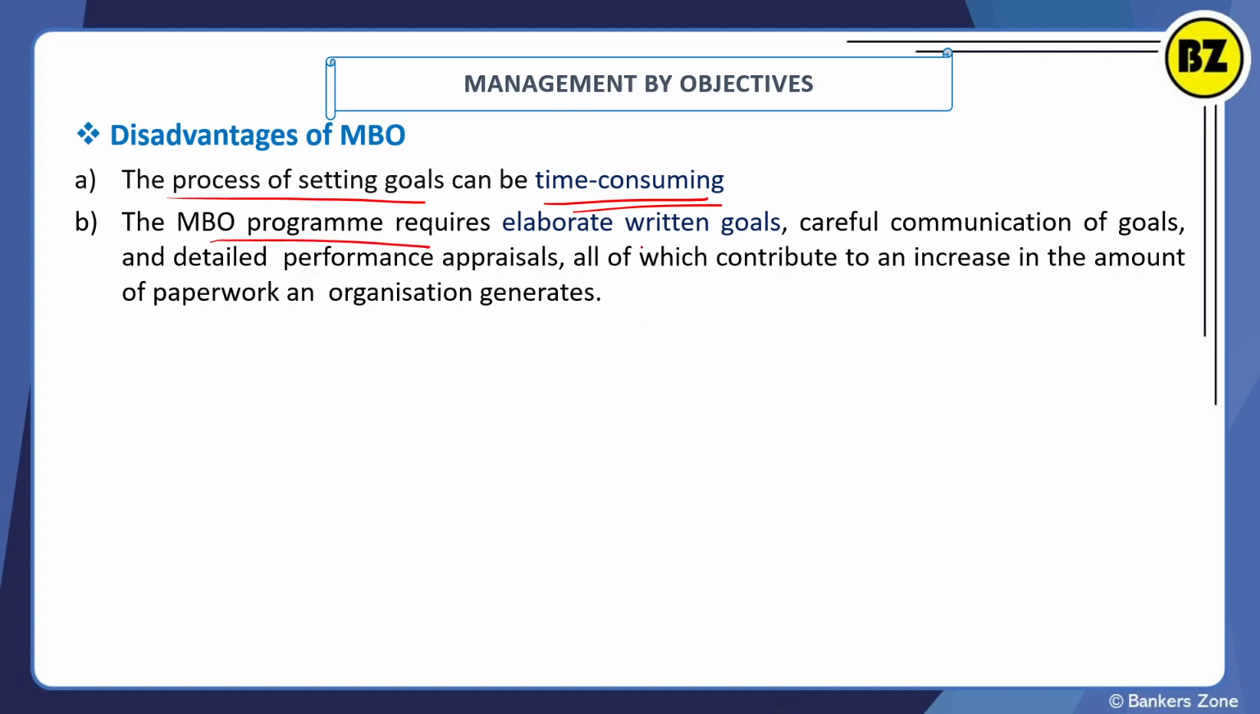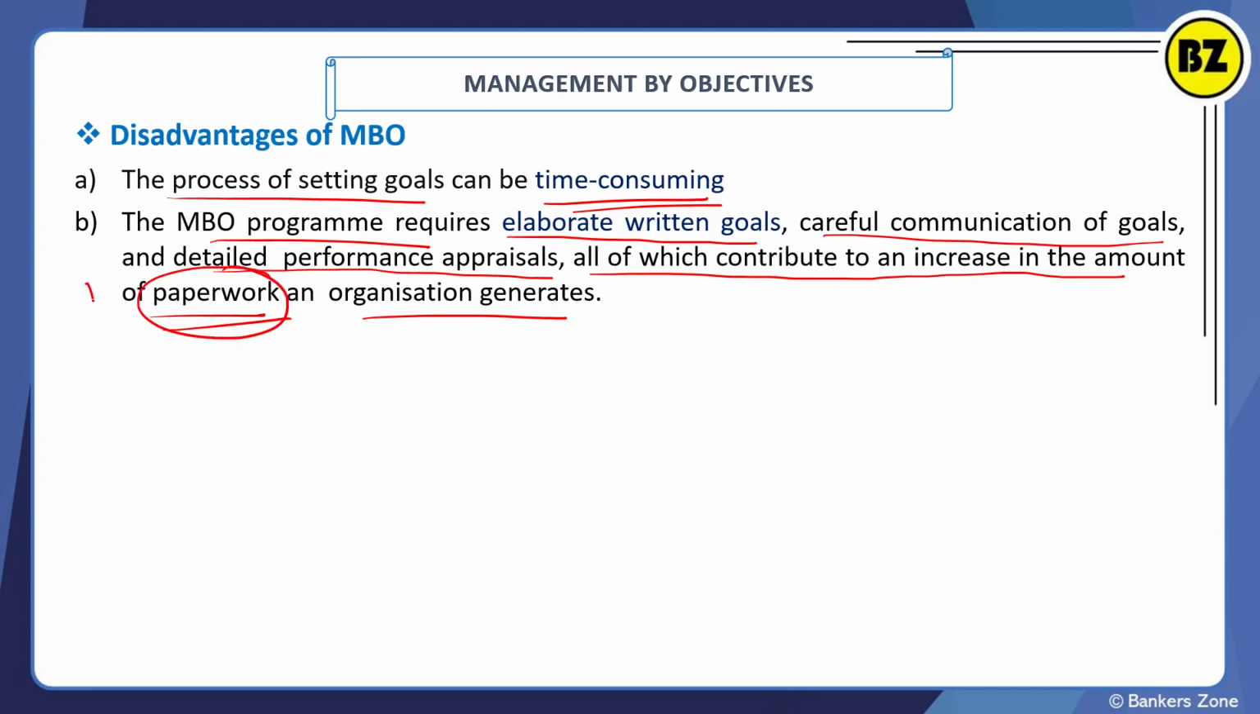The MBO program requires elaborate written goals, careful communication of the goals, and detailed performance appraisal of all, which contribute to an increase in the amount of paperwork in the organization. So basically, due to the MBO, the amount of paperwork increases, right?